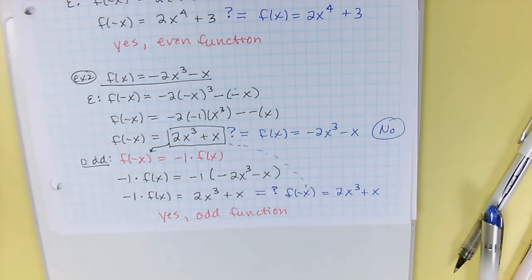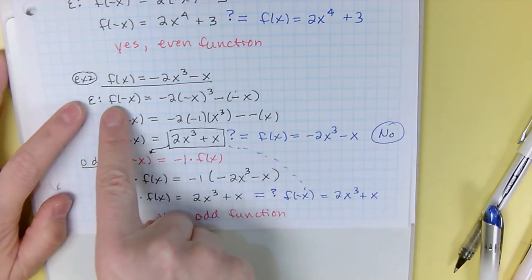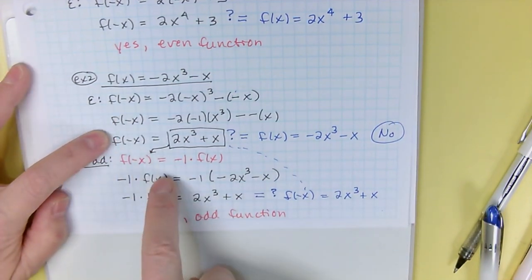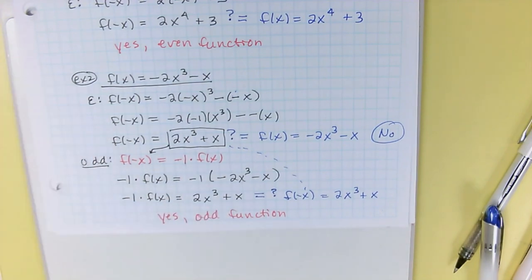And that's how you algebraically check to see if something's even and odd. Most people do even first because that way you can use your f of negative x for the odd test, and you only have to do then the right-hand side. All right, questions?